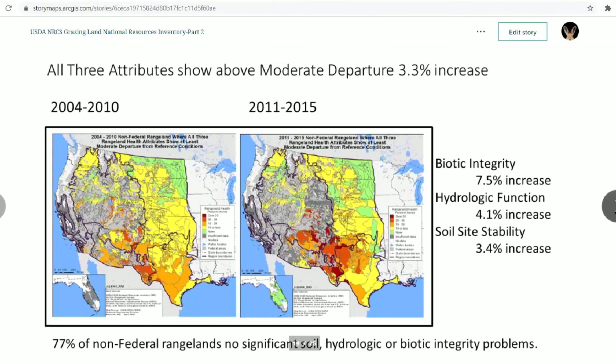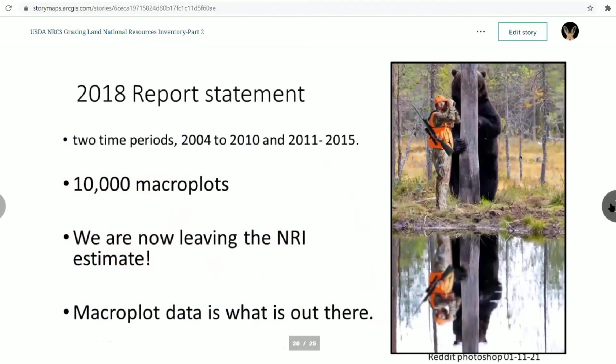The good news is that 77% of US non-federal rangelands are in relatively healthy conditions and have no significant soil, hydrologic, or biotic integrity problems.